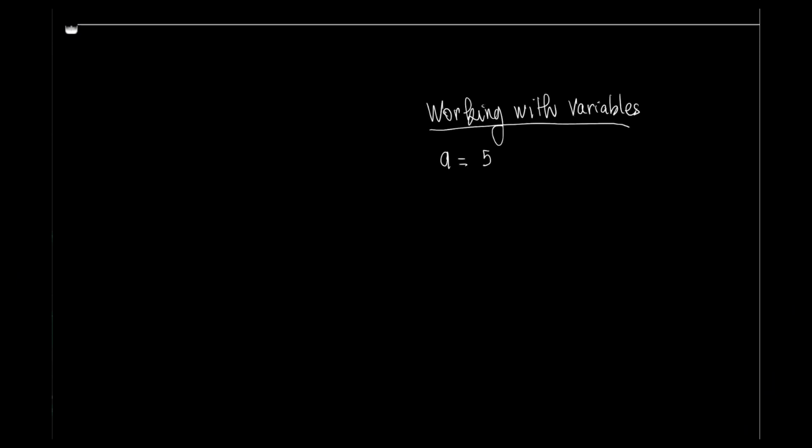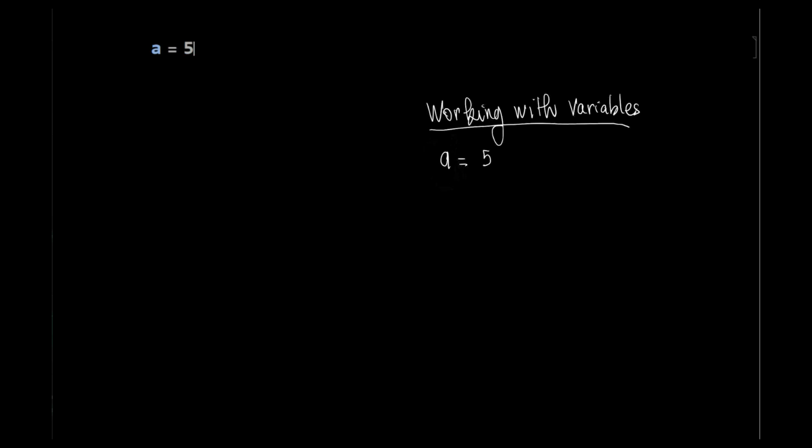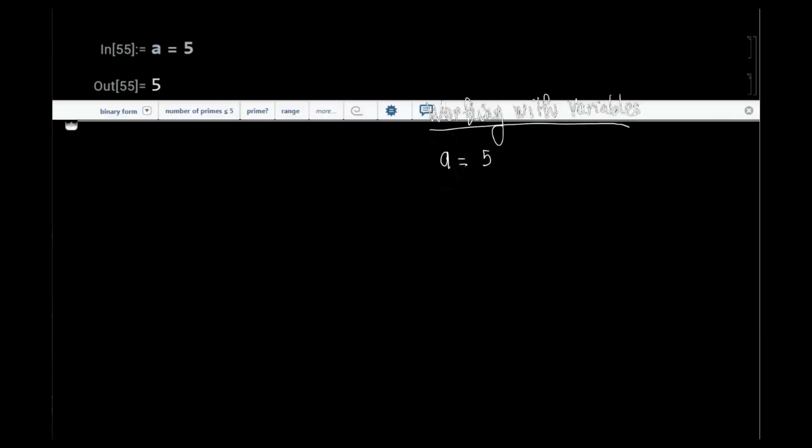Moving on, let us explore how to work with variables in Mathematica. We'll start by assigning the value 5 to a variable named, let's say, A. Now, how do you do that? On your Mathematica notebook, I'll type A equals 5. Simply type A is equal to 5 and you press Shift and Enter. You'll see that Mathematica returns the value 5, confirming that the assignment has been made.